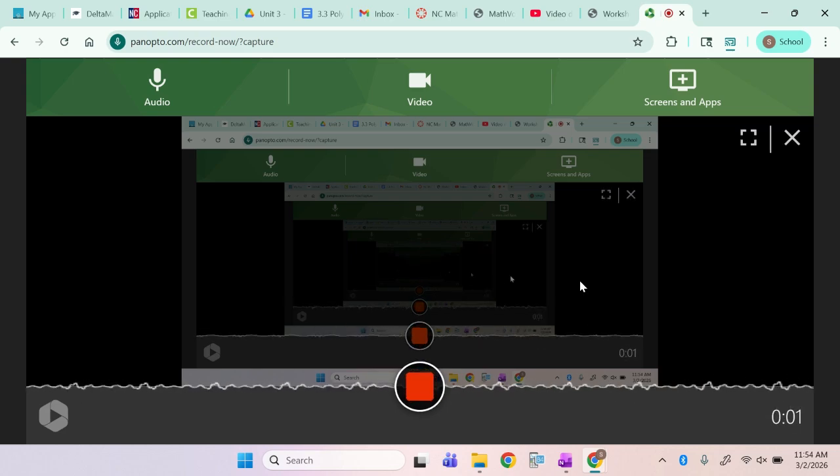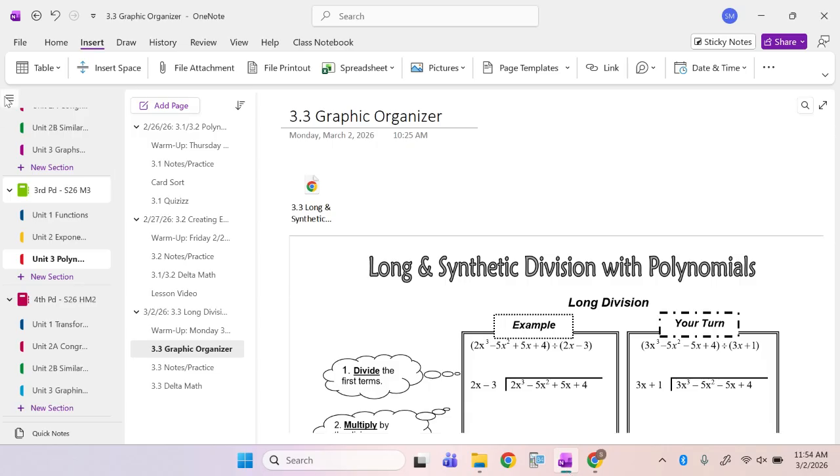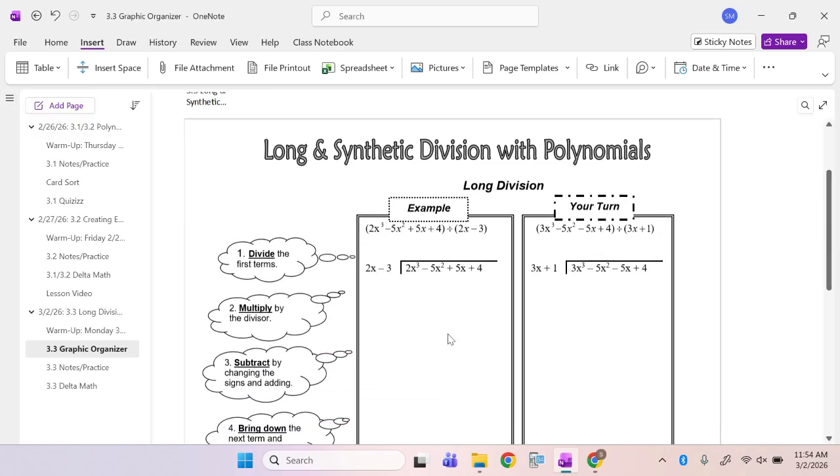Awful, and I'll be honest, it's not fun. All right. So you need that yellow graphic organizer out.